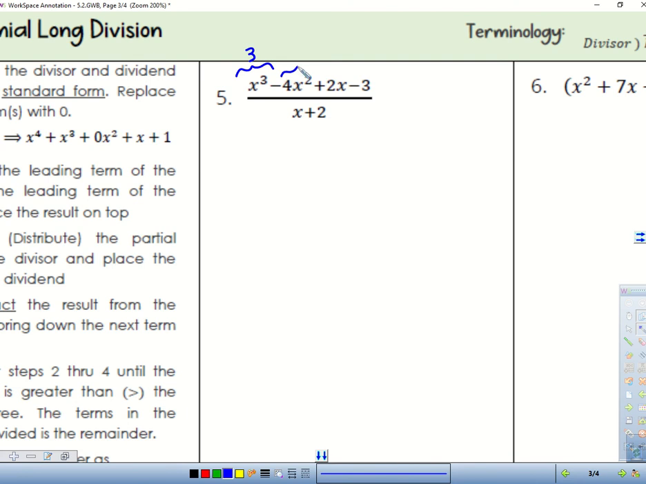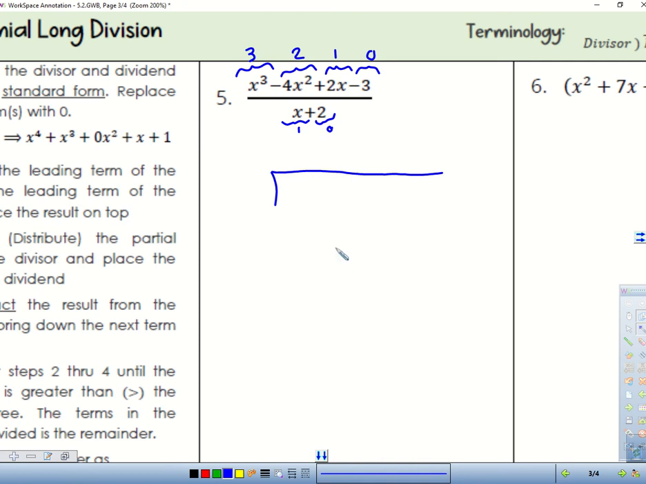What's the degree of this term? 2. The degree of this term? 1. Degree of the last term? 0. Isn't it correct order? They are in the correct order, and we're not skipping anything. See how we go 3, 2, 1, 0. If you're skipping anything, you have to put in placeholder terms, and we'll see an example like that. Now down here, this is just 1 and 0. So once again, we're in standard form. We're not skipping anything. So now we're ready to actually do the division.